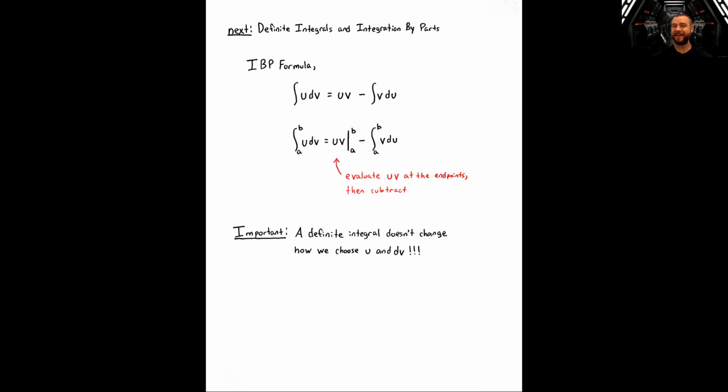All right, so a definite integral only modifies the very last part about plugging in limits. It's important to note here, as we have on the screen, that if we have a definite integral, none of the ways we choose u and dv, or those tips or guidelines, change. So we still make the same choices for u and dv, following all those tips and guidelines. It's just a little more work to incorporate the limits.